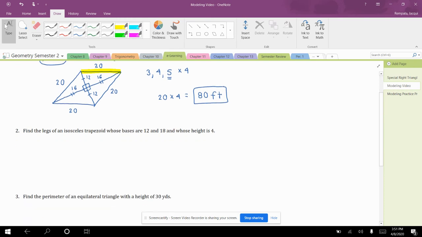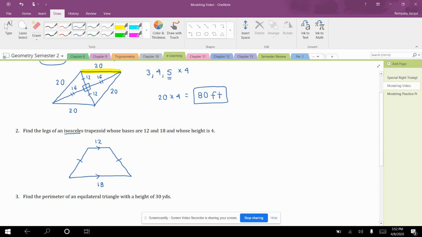If we take a look at this next example, it says find the legs of the isosceles triangle whose base, I'm sorry, not triangle, trapezoid, whose bases are 12 and 18 and whose height is 4. Remember, a trapezoid has four sides. We know that if it's an isosceles trapezoid, you are going to have two sides that are congruent. Your bases, remember, are the two sides that are parallel, meaning that they won't intersect. So since I drew a smaller base on the top, that has to be 12, which means that 18 is the bottom base. I know that these two legs are congruent because of that word isosceles.